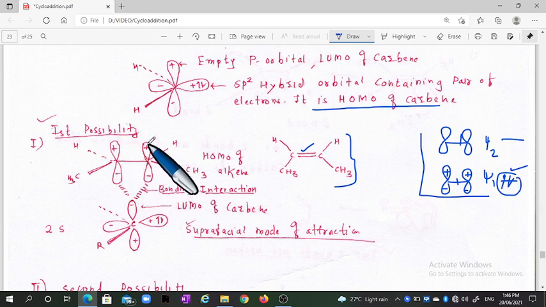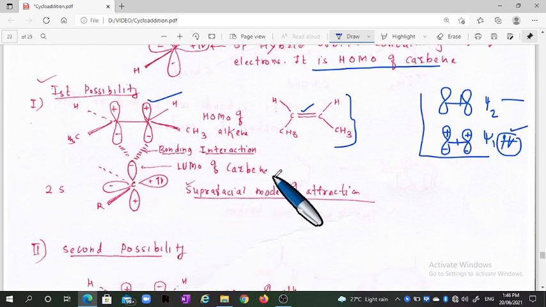Therefore we have written the highest occupied molecular orbital, and we have considered the LUMO of the carbene. Why? This is the empty orbital, so we have considered the LUMO one. We have not shown the other orbitals. We have just shown this sp2 hybrid and the empty p orbital, the unoccupied p orbital. We have just shown these two orbitals, which we use for the combination with this unsaturated system to form the bonding interaction.